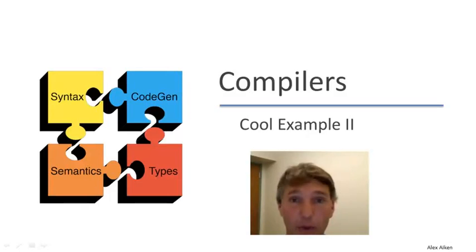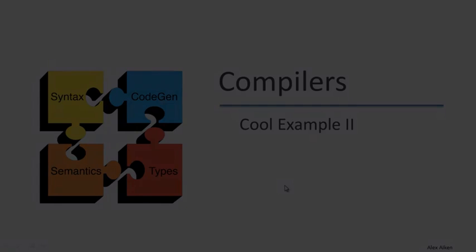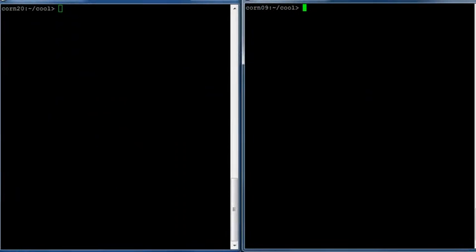Welcome back. In this video, we're going to look at another example of cool programming. This time, let's move beyond the simple hello world kind of examples and on to something more exciting, say the ever-popular factorial function. So, in order to write factorial, we'll need to open up a file in which we can write some code.